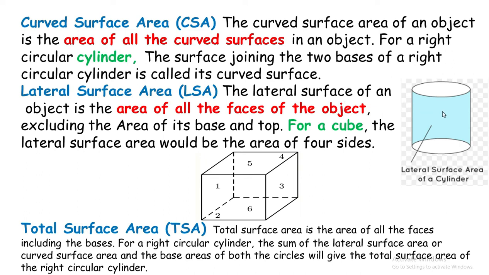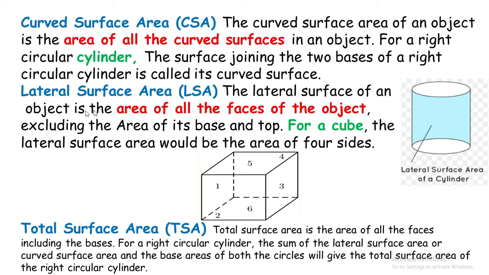Why we are trying to find the curved surface area is, suppose you want to paint the cylinder, paint this area, we have to find out how much of the area we have to paint. Only then we will know how many liters of paint we need. So in order to calculate that, we need to calculate the curved surface area, or for manufacturing of a product, or for painting, or for any other work.